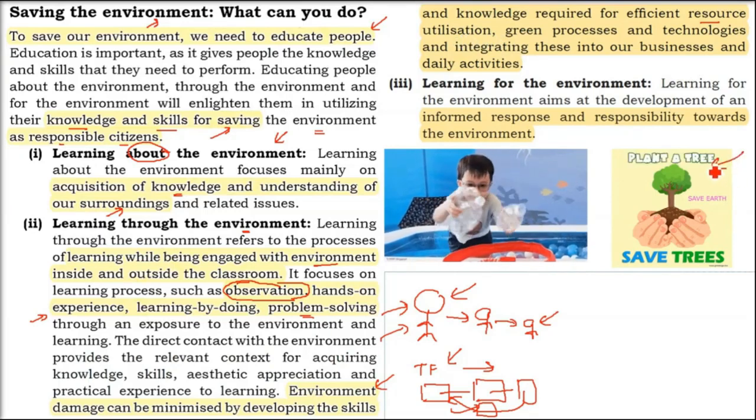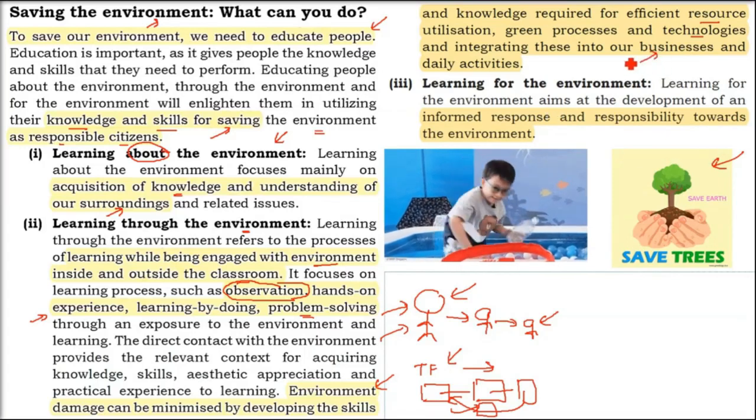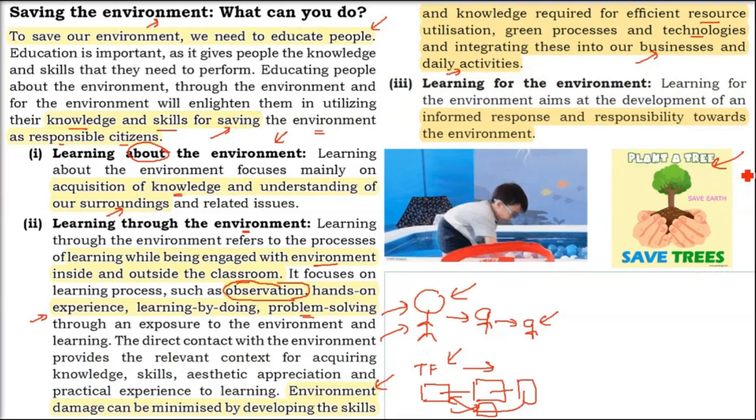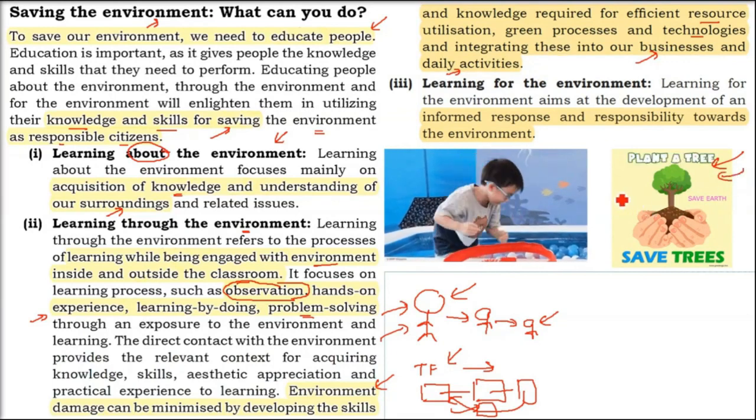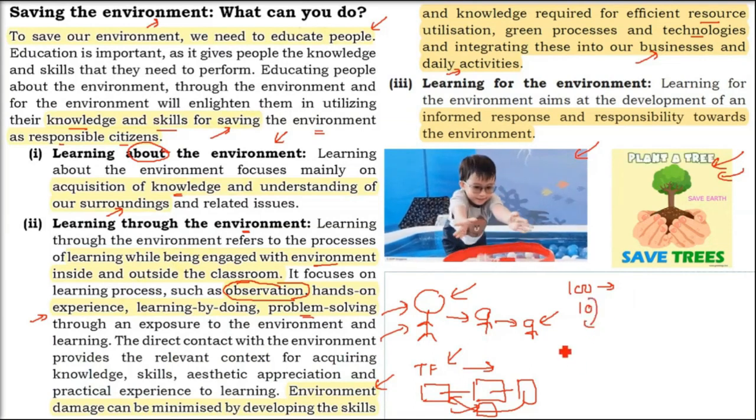Because if you don't have the knowledge of how to utilize the resources, what are the green processes, what are the technologies, what are the integrations we have to do in the business, in our daily life, to safeguard our environment, to safeguard our biodiversity, to safeguard the life of our next coming generation. Okay, this is how you can learn through the environment. If you're using 100, just use 10. Save it for your upcoming generation.